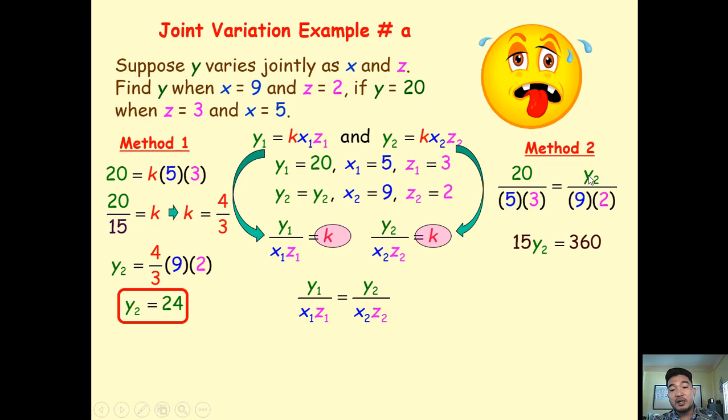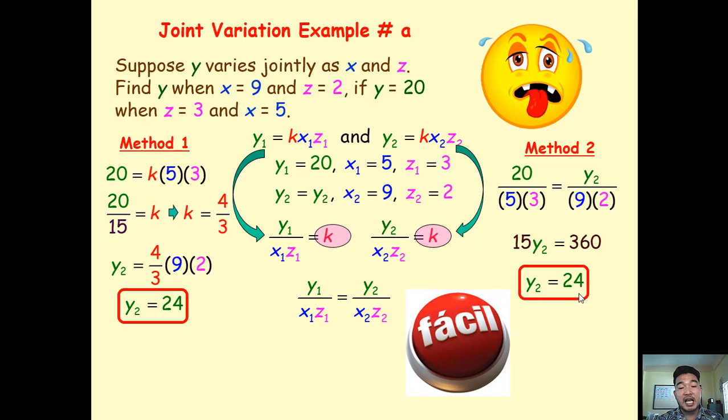So you will have to cross multiply: 20 times 18 is 360. Then 15 times y sub 2 is 15 y sub 2. To eliminate 15 here, you divide the whole equation by 15. 360 divided by 15 is equal to 24. That means you will still arrive at the same answer whatever method you use. So it's up to you which method you would like to use, either method 1 or method 2, whichever you are comfortable with.